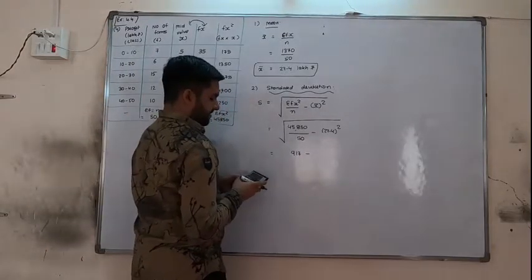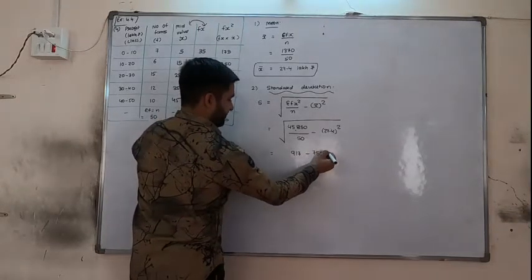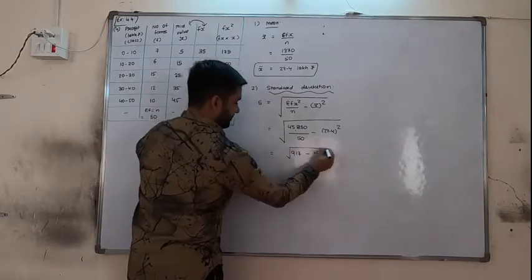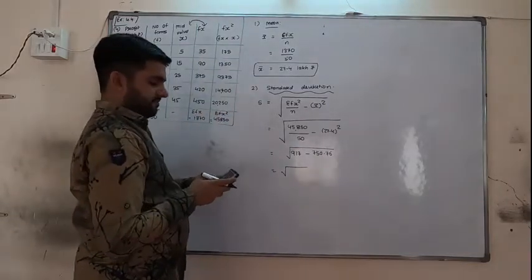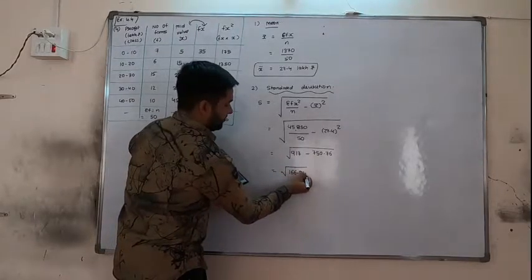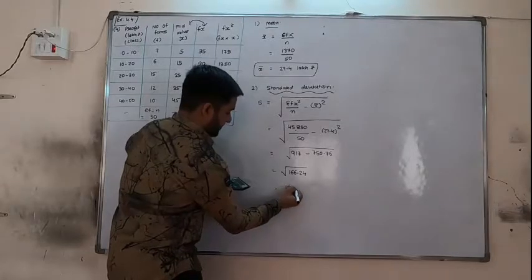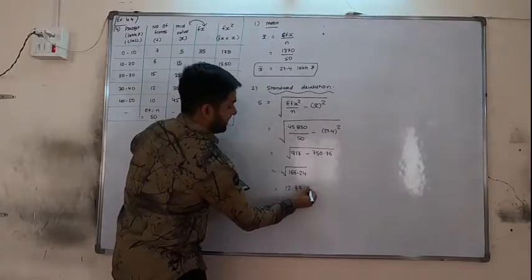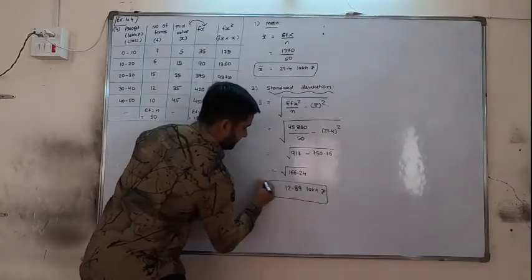917 minus 27.4 whole square, so that is equal to the square root of 917 minus 750.76, so 166.24. Take its square root, 12.89 lakh rupees. I think we don't have to find the coefficient, so this is enough.